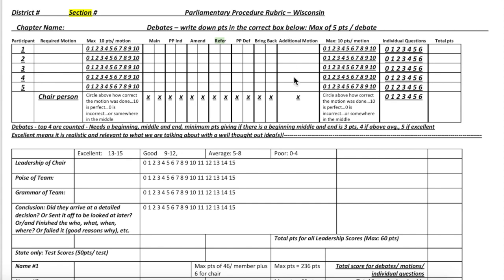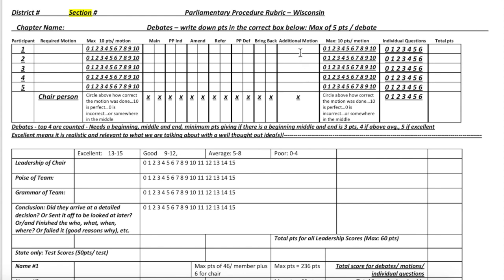For the next section of the chart here will be additional motions. So each person is required to do an additional motion. This is not assigned, and they will come up with it on their feet. Main motion and adjourn can be used as additional motions.